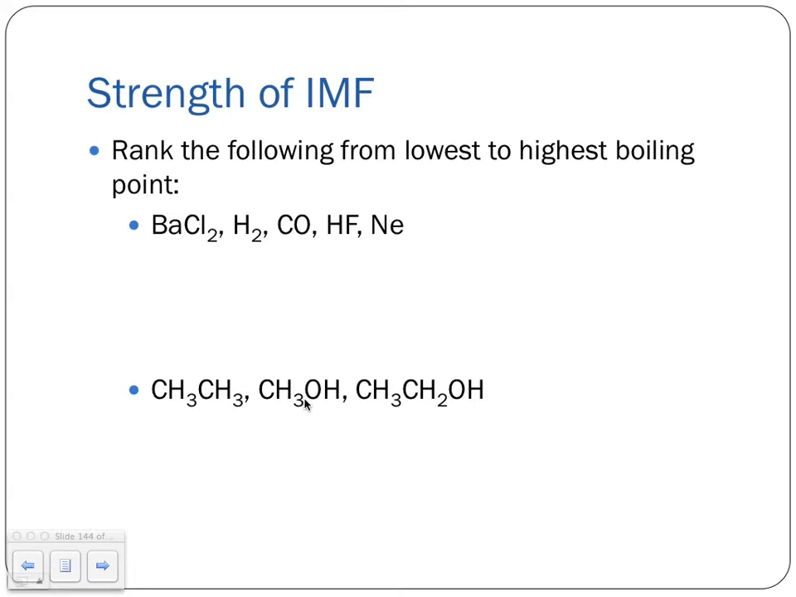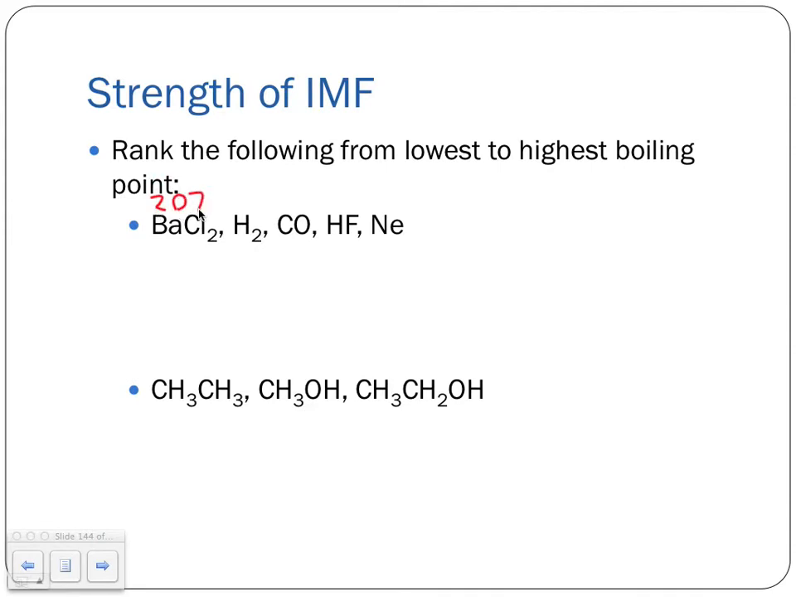BaCl2. Taking a look at this right here, Ba has a mass of 137, plus 2 chlorines, which are each 35. So plus 35 times 2 is 70, which is 207.